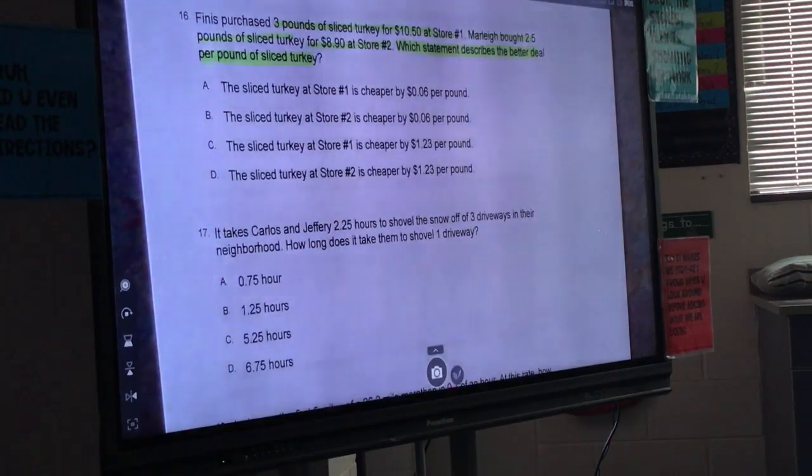Samantha? Find how much it costs per 1 pound of turkey. For one of them? For both of them. And then you're comparing. How do you know if something is a better buy or a better deal? It's less money. Less money. All right, go ahead. Solve this and then stand up when you're done.